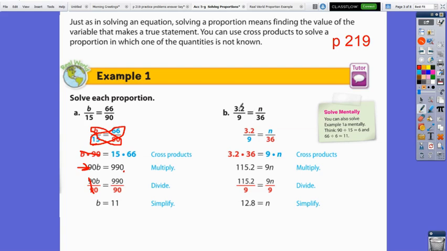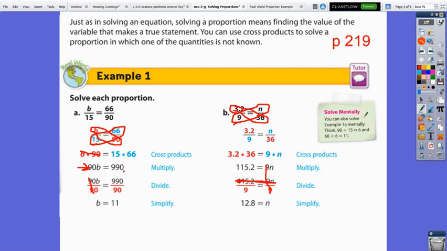Example B here, 3.2 over 9, again using your butterfly method. 3.2 times 36 equals 9 times n. And 3.2 times 36 is 115.2. Use your calculator for that. Divide both sides by 9. You do not have to rewrite this line again. You can just put the divided by 9 under here. You'll see on my example on the next problem. Divide both sides by 9. These 9s cancel each other out, that equals 1, and 115.2 divided by 9 is 12.8. So your answer is n equals 12.8.